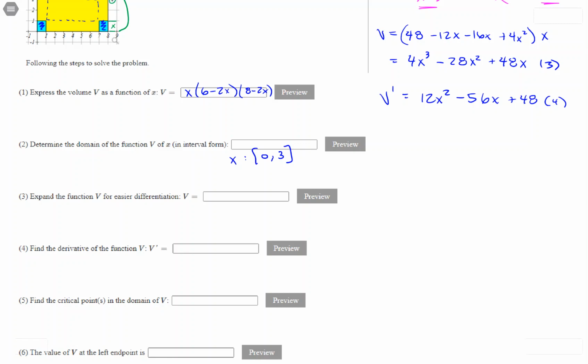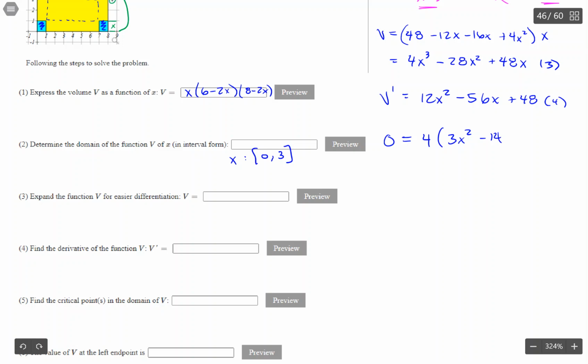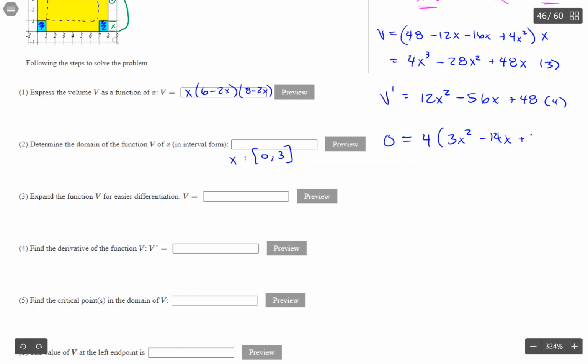Now, to find the critical points, we would set our derivative to 0 and solve. I can see here, I think all of these are divisible by 4, so I'm going to factor out a 4. That would leave me 3x squared, 56 over 4, I think is 14. Yeah. So minus 14x. And then 48, I think that's going to give me 12. Let me just double check so I don't end up having to re-record a video. So 12 there, great.